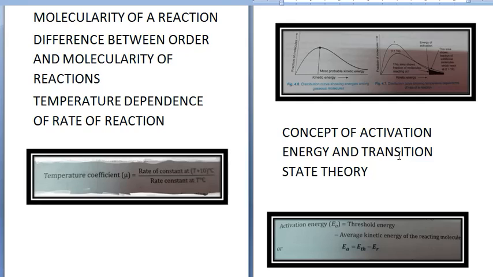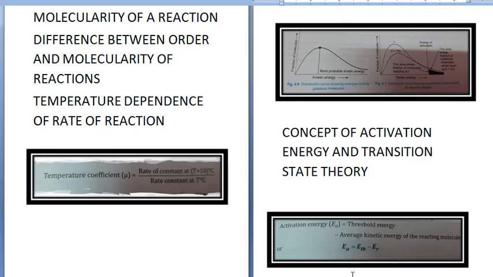The next is the concept of activation energy and transition state theory. Now we all know that chemical reactions do not take place at room temperature. Some extra energy has to be supplied to the reactants to bring their energy equal to the threshold energy. Threshold energy is the energy which is needed to carry out the reaction. This excess energy must be supplied to reactants to undergo chemical reaction, and this excess energy is called activation energy.